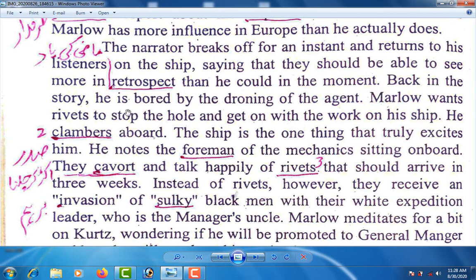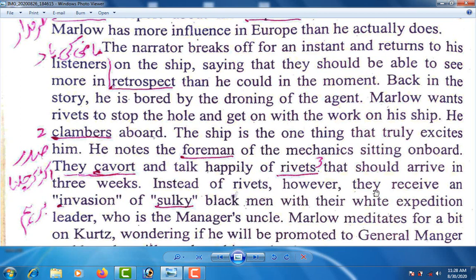Back in the story, he is bored by the droning of the agent. Marlow wants the agent to stop the talk and let him get on with the work on his ship. He clamours that the ship is the one thing that truly excites him. He notes the foreman of the mechanics sitting on board. They cavort and talk happily of rivets that should arrive in 3 weeks.